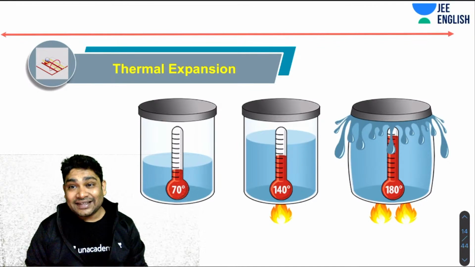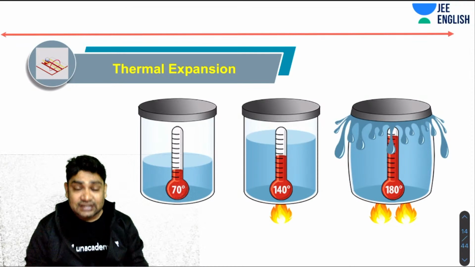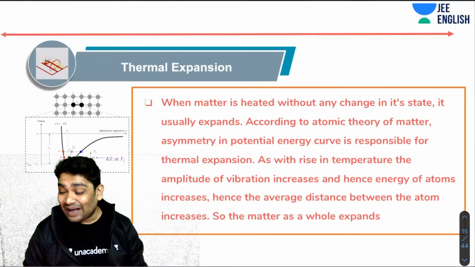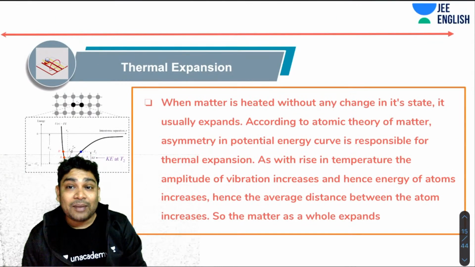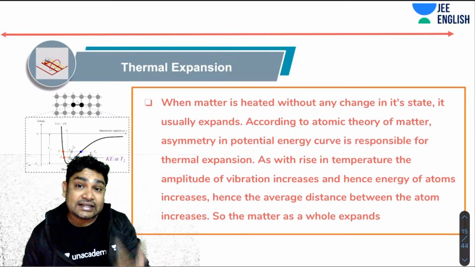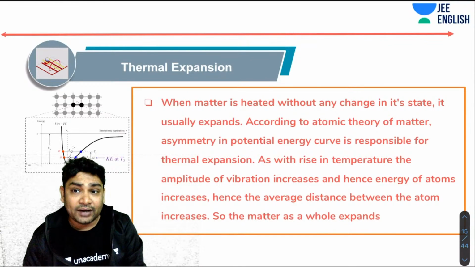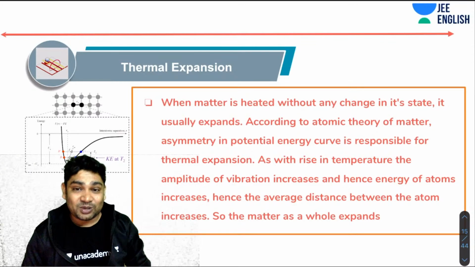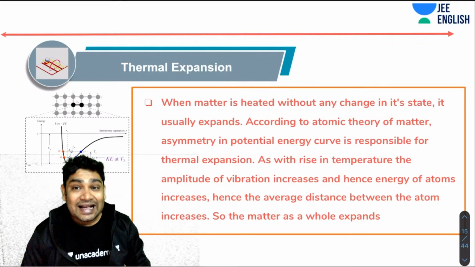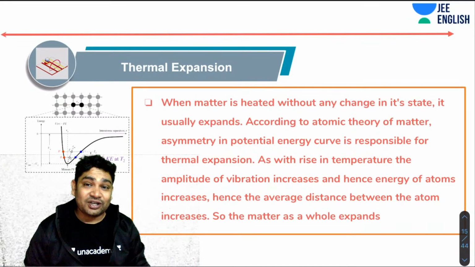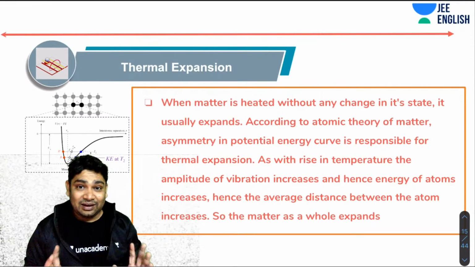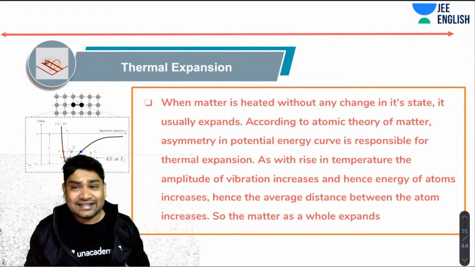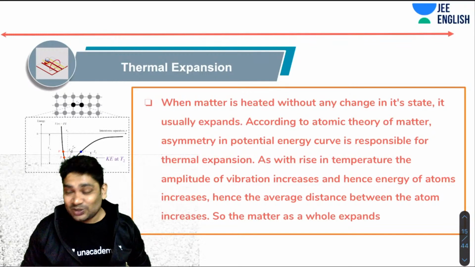One outcome is thermal expansion. Thermal expansion is a result of increase in potential energy between the molecules. Now how does that happen? When matter is heated without any change in its state, it usually expands. According to atomic theory, the asymmetrical nature of the potential energy curve is responsible for thermal expansion. As there is a rise in temperature, the amplitude of vibration of the molecules would increase, and hence the energy of the atoms increases, and hence the average distance. So matter as a whole expands.